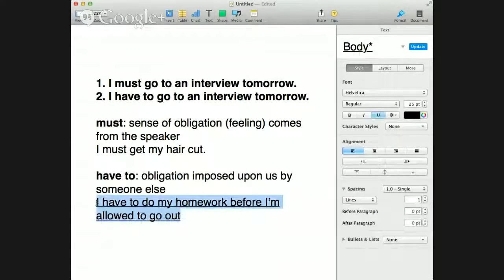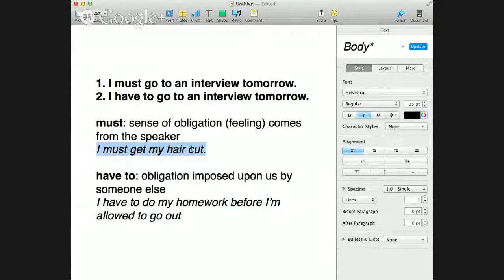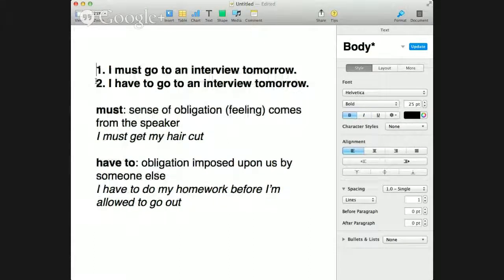So, let's just leave these on the screen for a moment. And what I'm going to do is get you guys to think of your own example. So just think about your lives for a moment. And I want you to come up with, first of all, an example sentence using the word must, okay? So just think about what we've got on the screen.